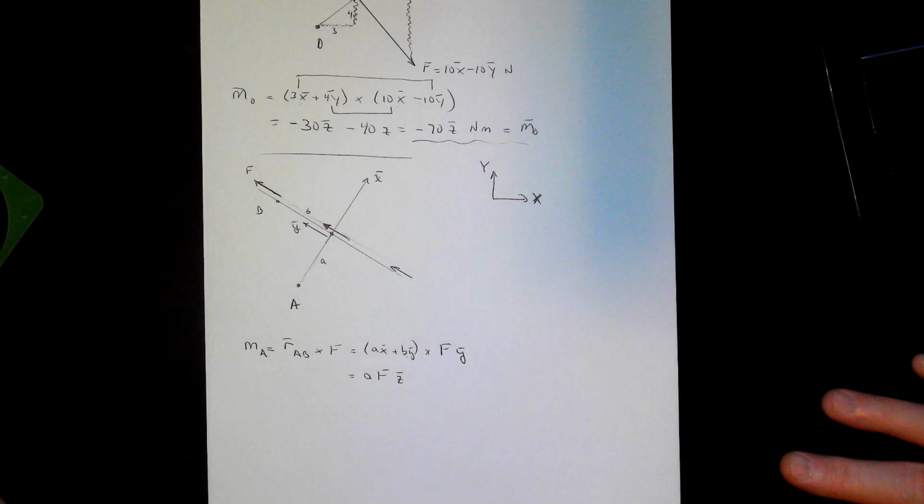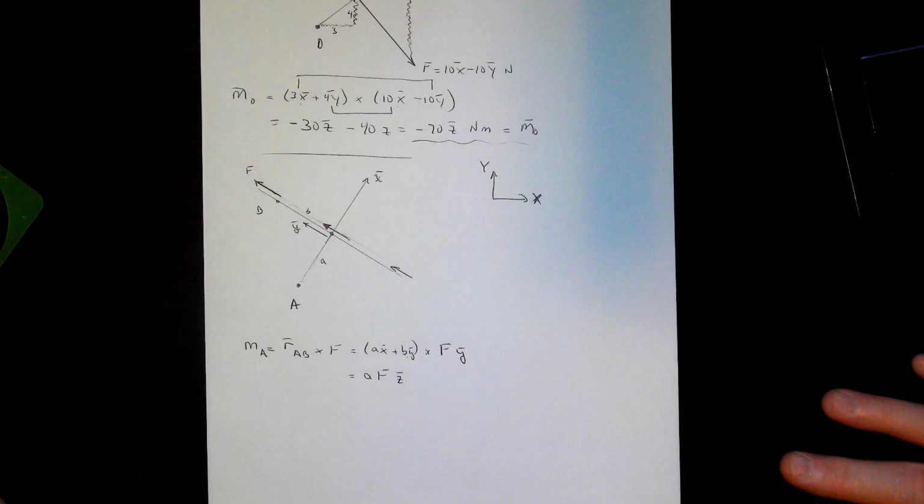I'm going to let r_OA be 3x plus 4y. So I got 3 here, 4 there, the usual coordinate system. And F, applied at A, is 10x minus 10y. I'll put a little Newton on there. Okay, so we have an x component of force and a y component of force.